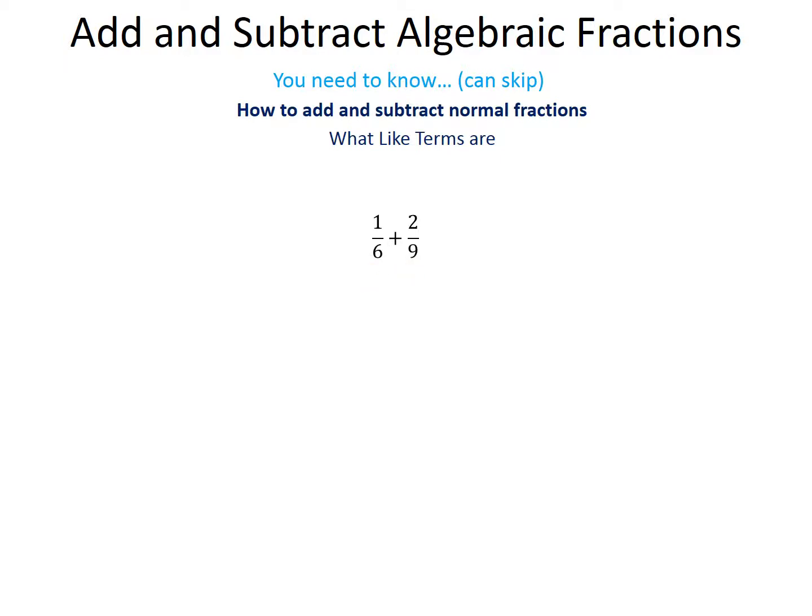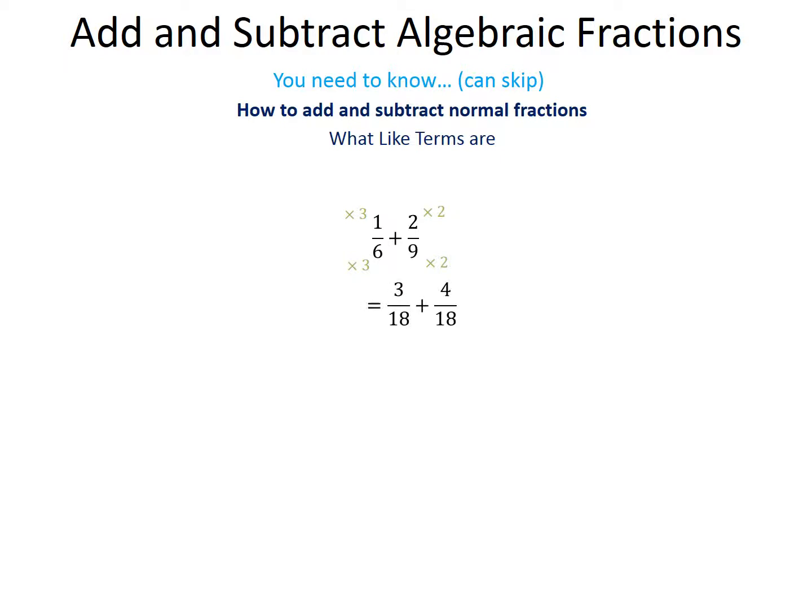And I do it by multiplying. So what does 6 and 9 both go into? The lowest number that they'll both go into, and that is 18. 3 6's go into 18, 2 9's go into 18. So to turn this 6 into 18, I have to times it by 3, which means I times the numerator by 3 as well. And to turn the 9 into 18, I'm going to have to times by 2, which means multiplying the numerator by 2 as well.